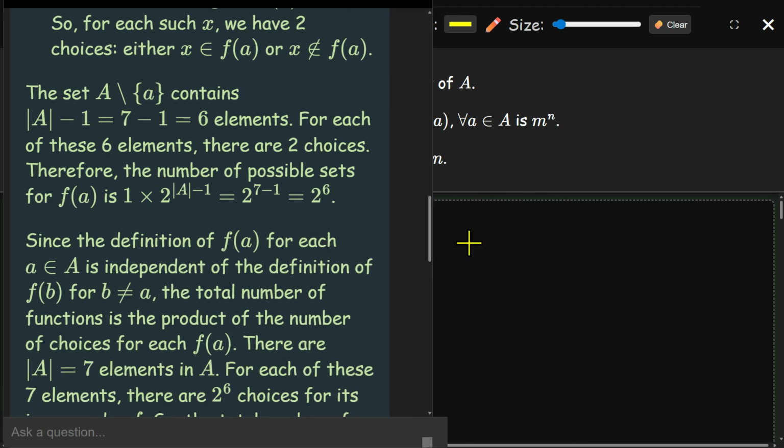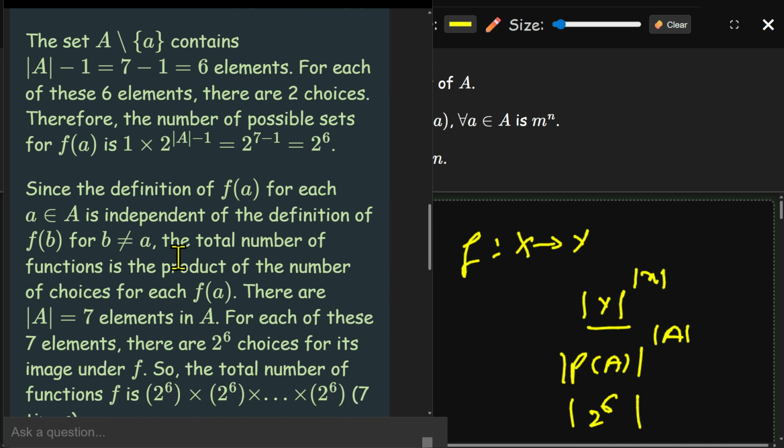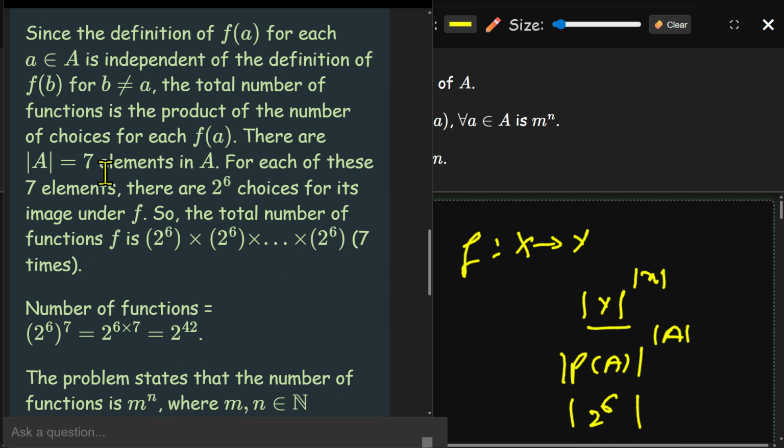And the number of elements in A is 7. And how do we find the number of functions? The number of functions from x to y is the number of elements in y to the power the number of elements in x. The number of elements in y, here it is the power set, and in the power set there are 2 to the power 6 choices. Look, here we found 2 to the power 6, f of a belongs to it, and the number of elements in A is 7. So the total number of functions is a product of the number of choices of each f of a. So there are 7 elements in A, and for each of these 7 elements there are 2 to the power 6 choices for its image under f.